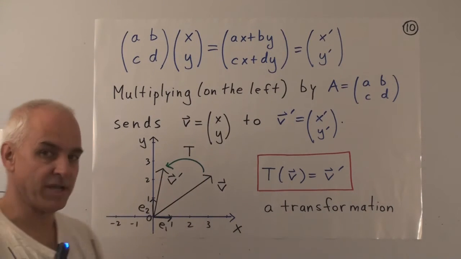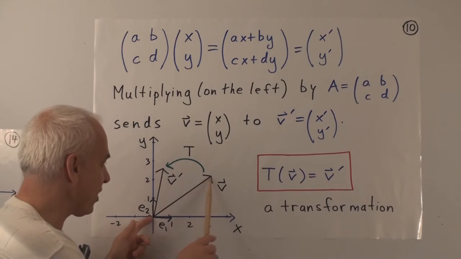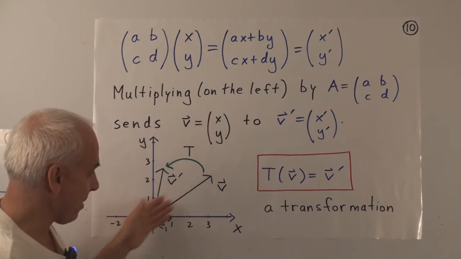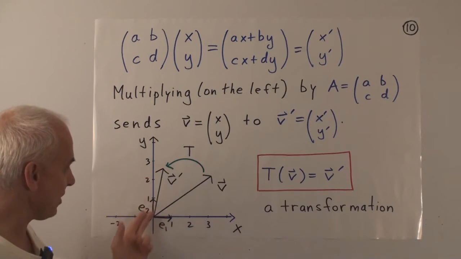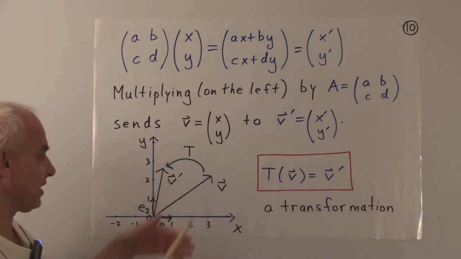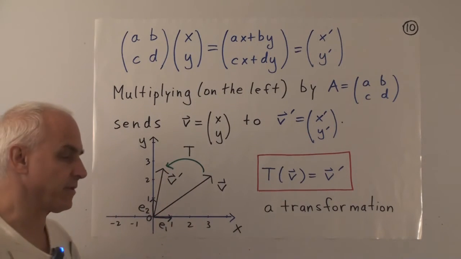We can set up a coordinate system. And then we can think of the vector v as being represented or visualized in that coordinate system. We can think of v prime as being some other vector. And we can think of the transformation as physically sending this vector to this vector.